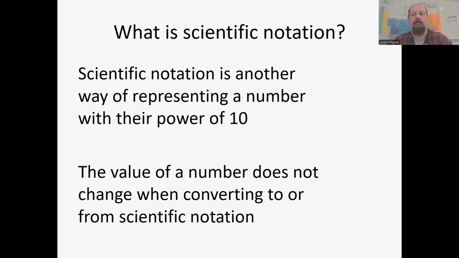So what is scientific notation anyway? Scientific notation is a way of representing a number with its power of 10. We're not doing any operations to the number. The number is going to be the same, just in a little bit different format.